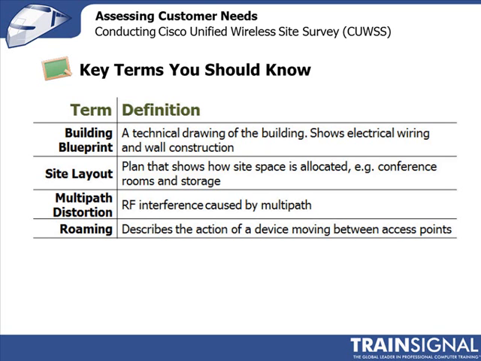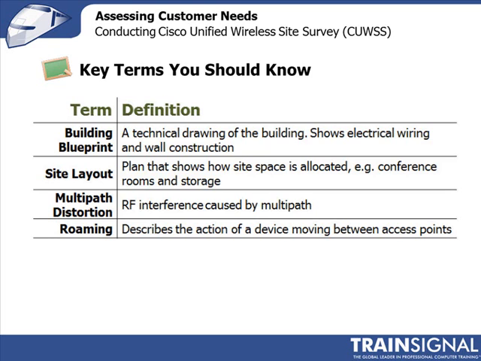The site layout. This is a plan of what the actual layout of the floor is. So it'll include things like cubicles, where perhaps the warehouse shelving is, where conference rooms are, where the manufacturing equipment is set up.